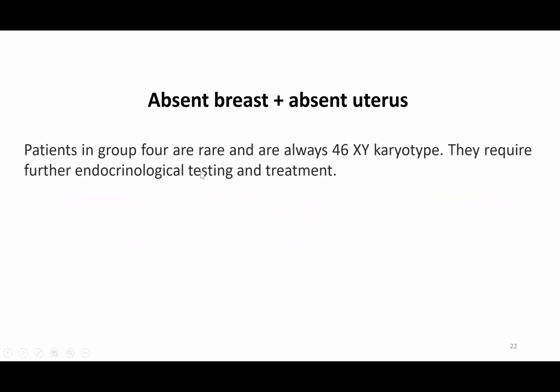The third category is where the breast is absent and the uterus is absent, and a patient comes with primary amenorrhea. When you examine the patient, you cannot find a breast, and the ultrasound tells you that there is no uterus. Patients in this group are rare, and usually they have a 46XY karyotype, and they require further endocrinological testing and treatment.